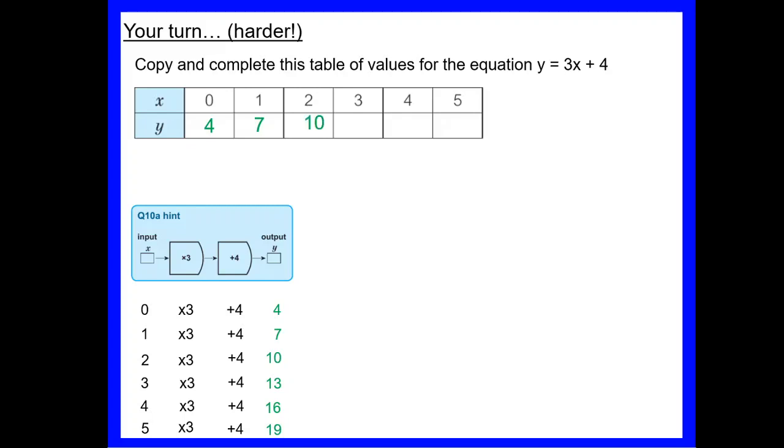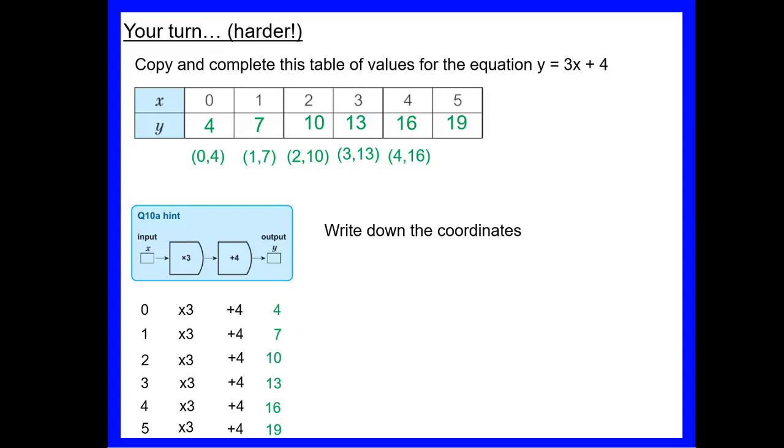All right, you may, as I said, have just put them straight into the table as well. You should then have written your coordinates. So 0, 4, 1, 7, 2, 10, 3, 13, 4, 16, and 5, 19.